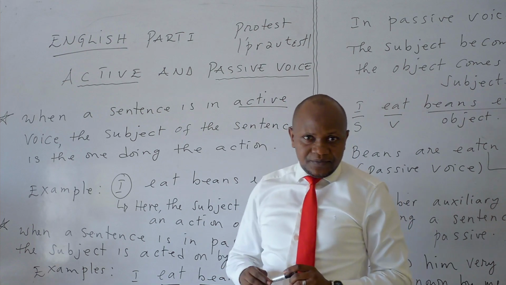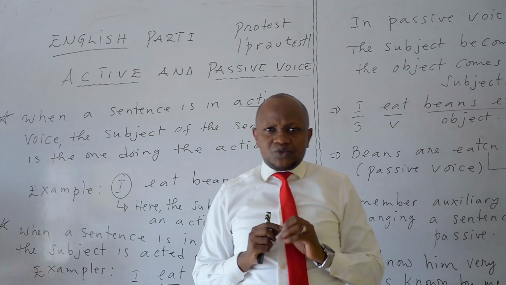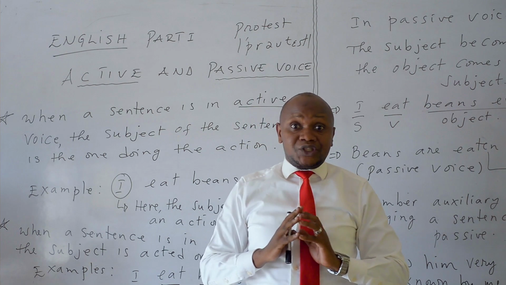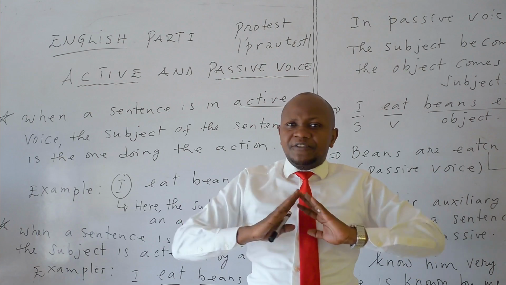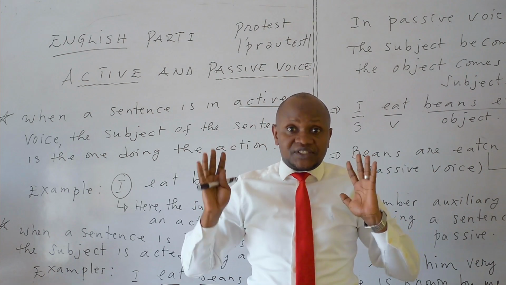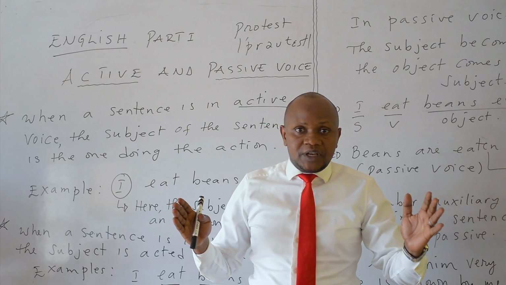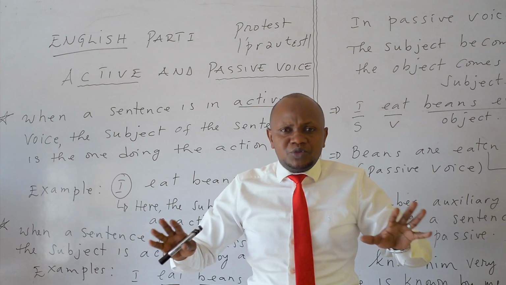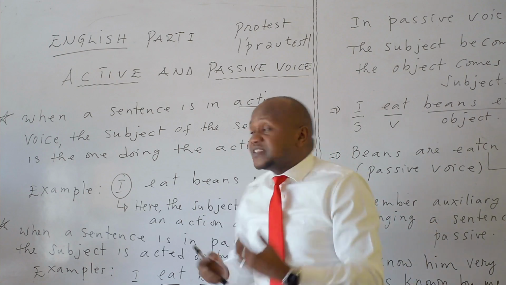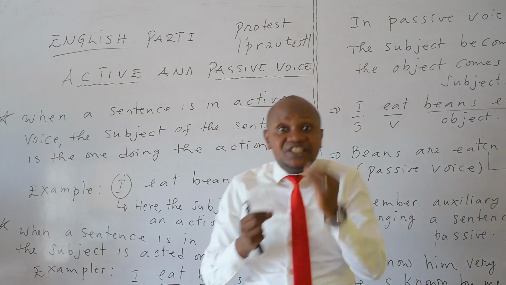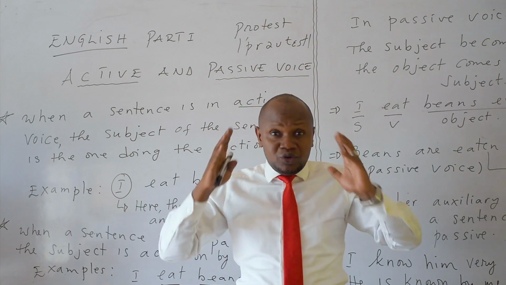Active and passive voice. Before teaching you this lesson, I'd like to give you the word of today, which is protest. To protest means to make a strong objection. When you are protesting, this means that you are denying, refusing. For example, yesterday I protested the implementation of the project. I protested the implementation of this project. This means that to protest means to deny, to refuse, to negate, to make a strong objection.